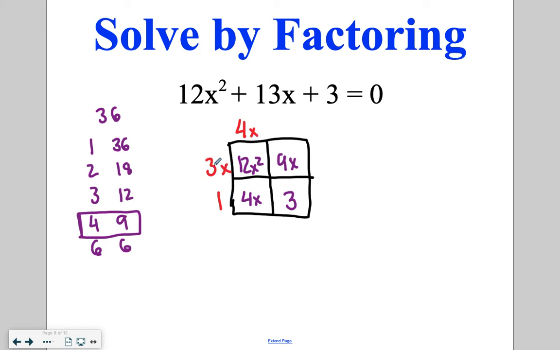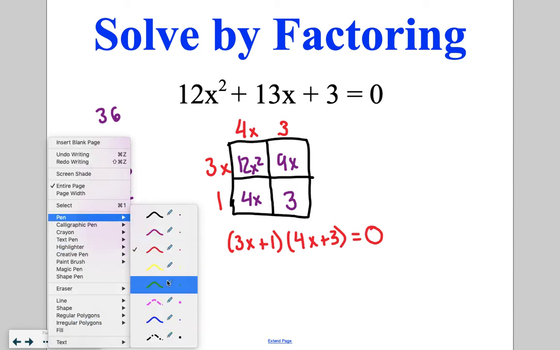Then go in the other direction. To get from 3 to 9, you need 3. X to x is nothing. To get from 1 to 3, it's 3, so that checks out, giving us factors of 3x plus 1 from that left side of our box and 4x plus 3 from the top of our box. And then that's going to equal 0.